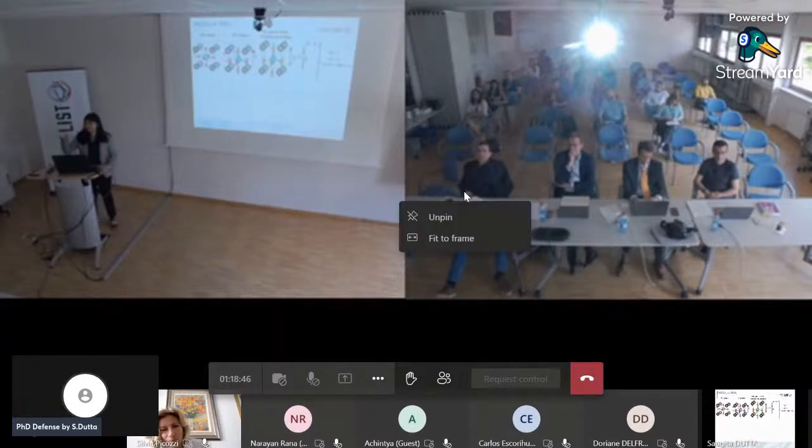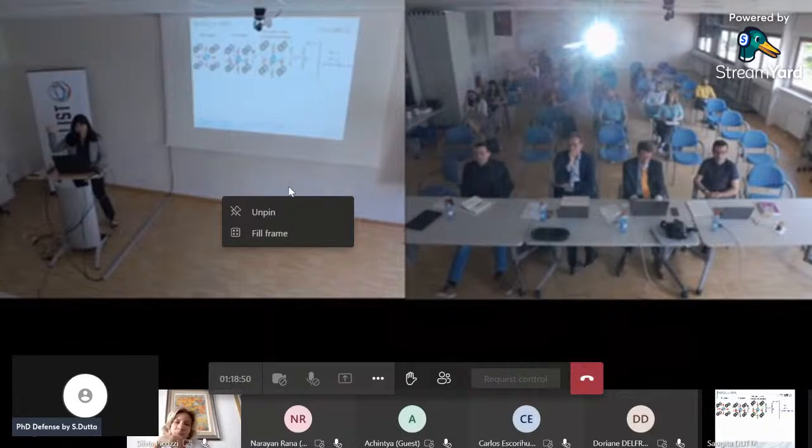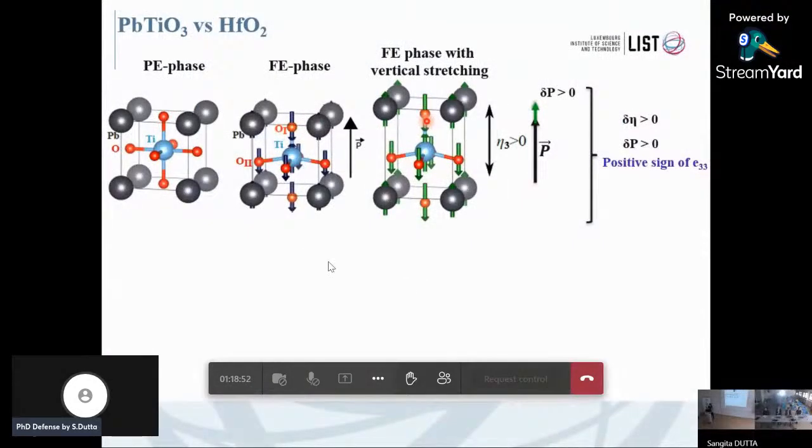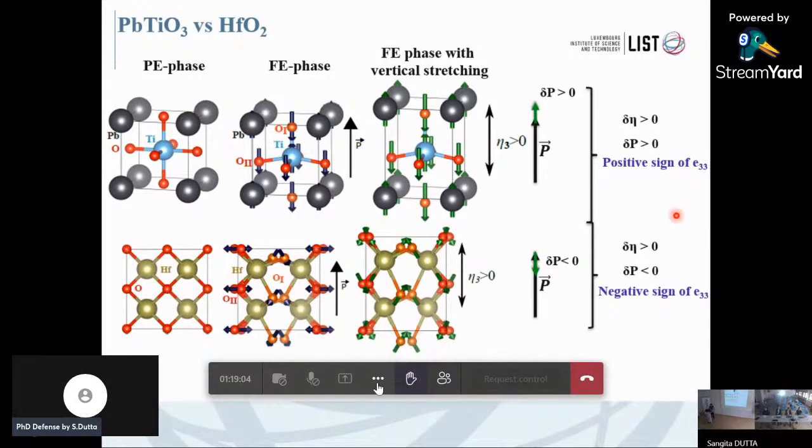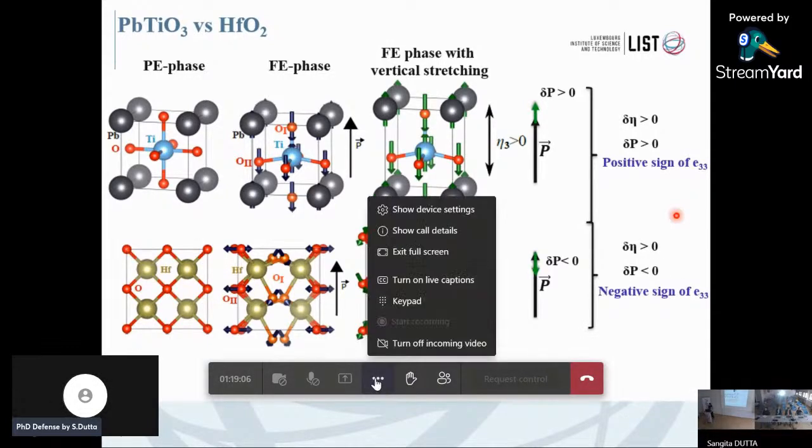So while you are stretching, the titanium would like to maintain the bond with oxygen. So further it is going further up and the oxygen is going further down, and as a result you are getting an increment of polarization, which is giving you a positive sign of it. Now let's see in parallel what happens with hafnia.